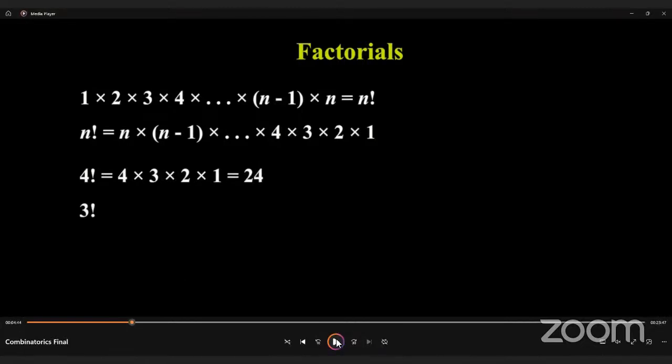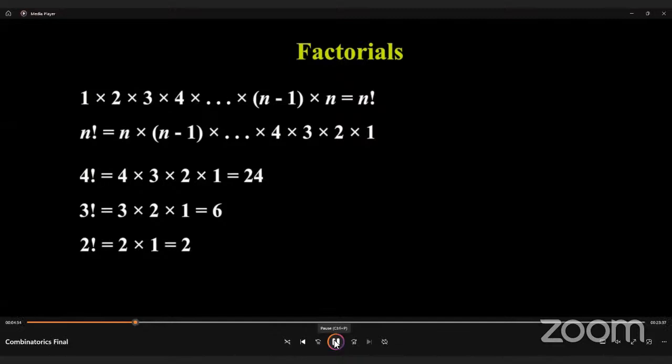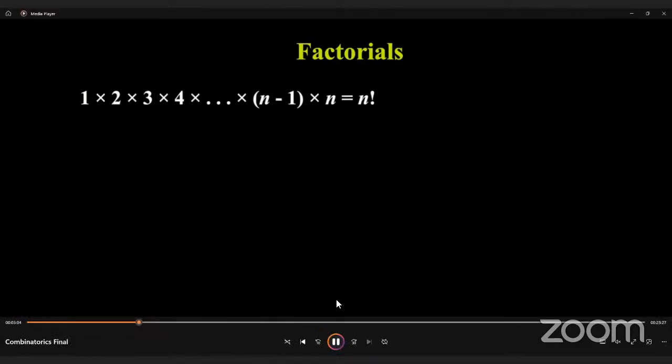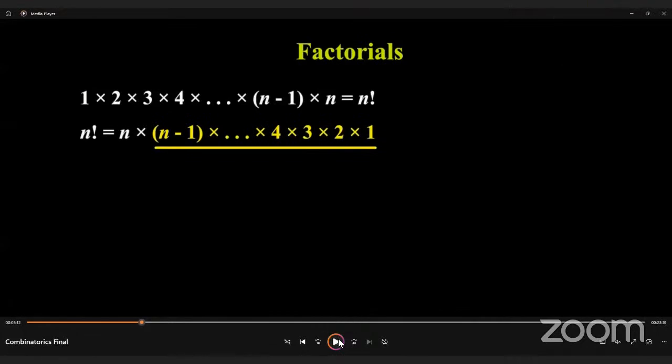3 factorial is 3 times 2 times 1, that is 6. And 2 factorial is, of course, 2 times 1, and that is 2. And 1 factorial is like that. Now, what is 0 factorial? 1, sir. Yeah, so that's by definition.